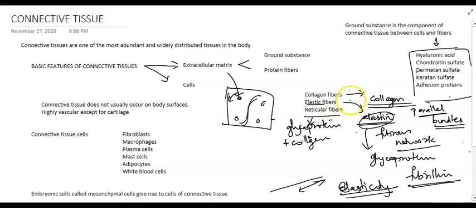Reticular fibers are much thinner than the collagen fibers. And like collagen fibers, reticular fibers provide support and strength. Reticular fibers are plentiful in reticular connective tissue, which forms the stroma or supporting framework of many soft organs such as the spleen and lymph nodes. And these fibers also help form the basement membrane. So these are about the protein fibers. The protein fibers are of three types: collagen fibers, elastic fibers, and reticular fibers.